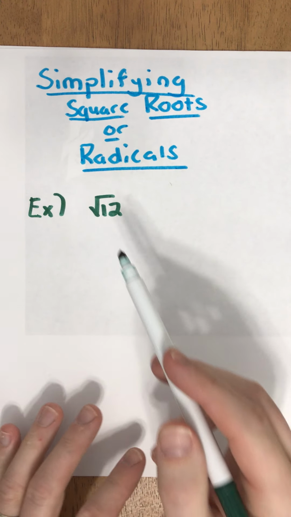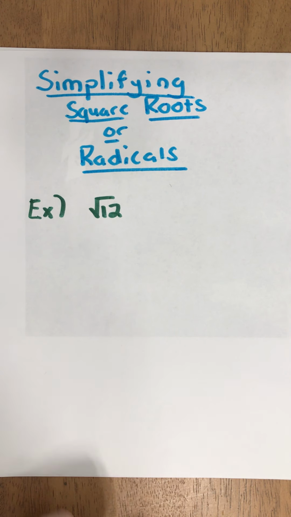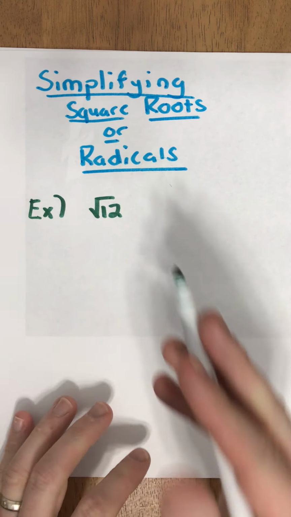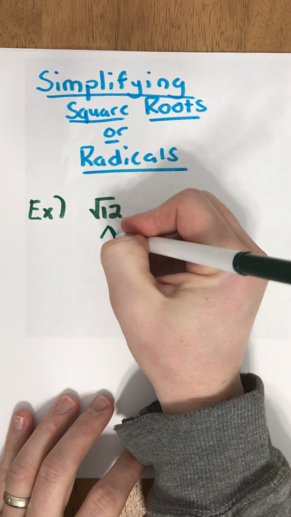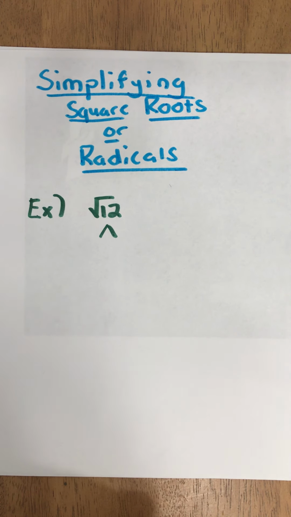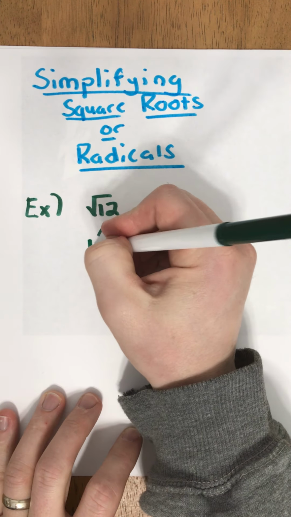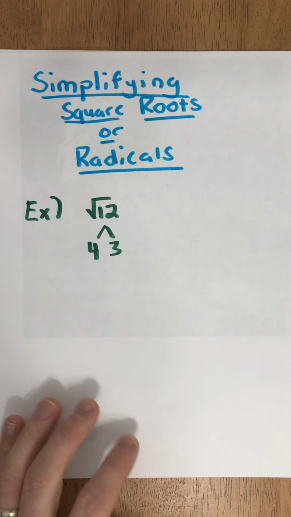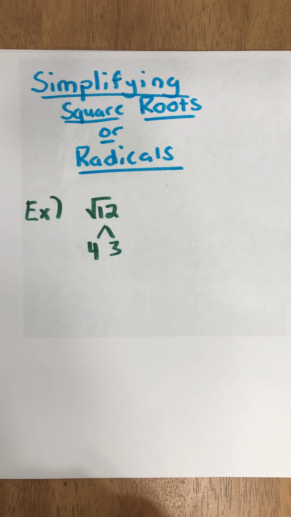So the way that we're going to do that is we're going to take this number and make sort of factor trees like you did when you were younger. So for 12, we're going to think of two numbers that multiply to give me 12. I'm going to say 4 and 3. Some of you might have been thinking 6 and 2. Either way, it's okay. At the end, you're going to end up with the same answer.